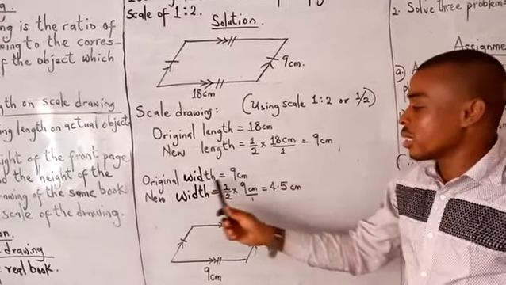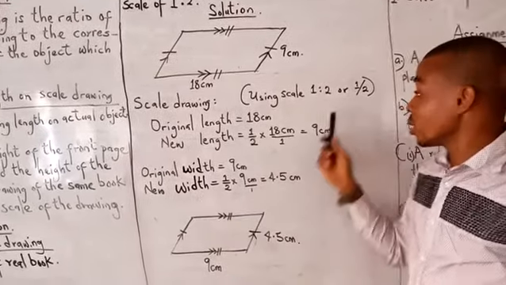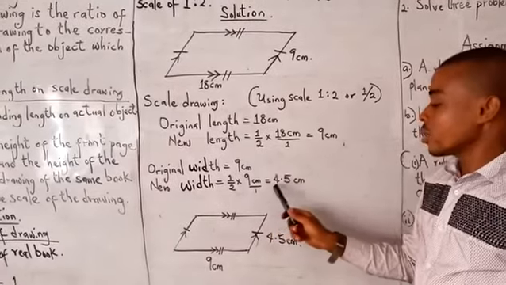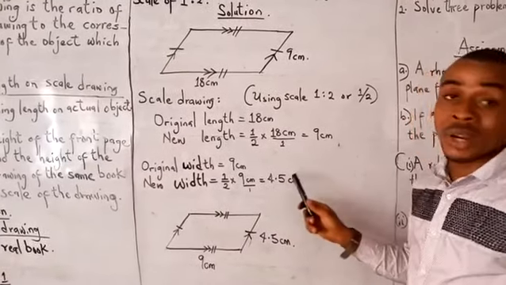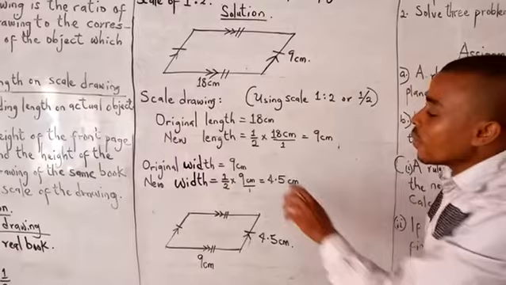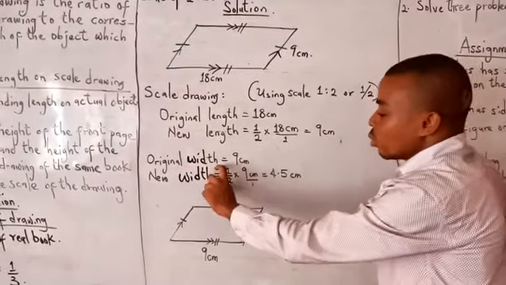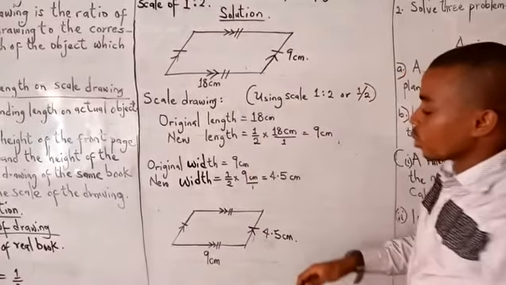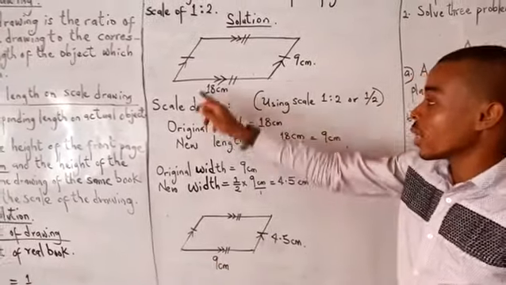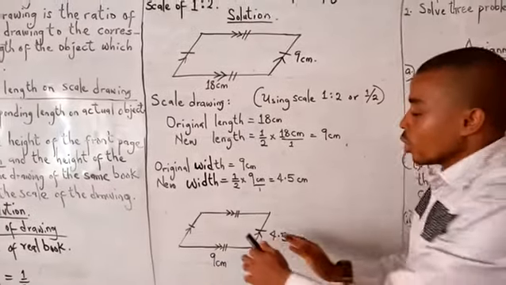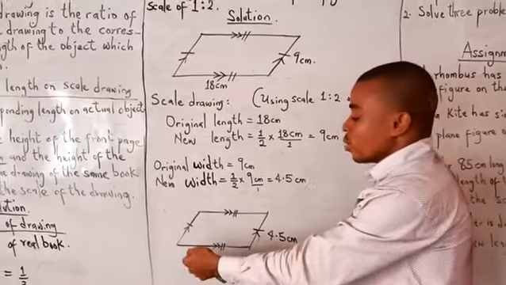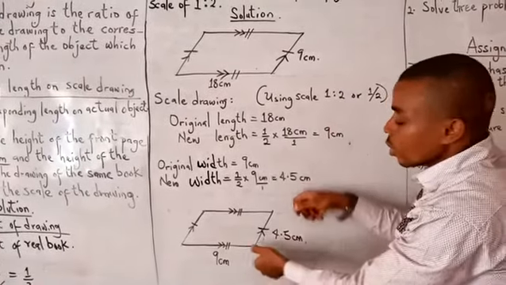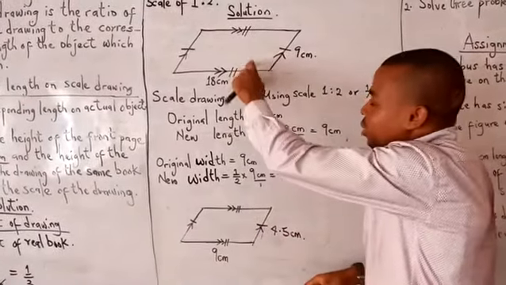Again, original width is 9 cm. So the new width will be the same 1/2 multiplied by 9 cm. When you've done that, you should get 4.5 cm. Now, having got the new length and the new width, you can go ahead and redraw the plane figure. The length now is no longer 18 cm, but now 9 cm. So, common sense tells you that when you place your ruler to measure 9 cm, it will be shorter than what you have as 18 cm.